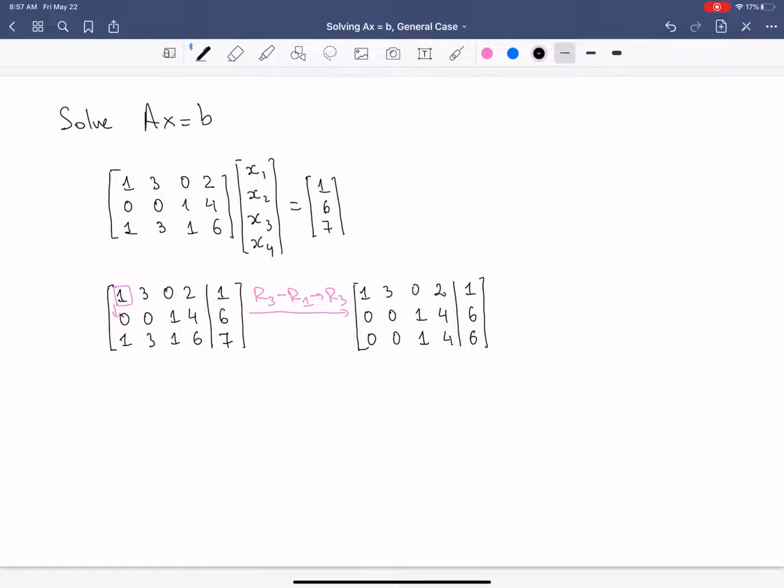And you can see here that the second and third rows are equal, which is important because if that were not the case, we would not be able to solve the system. So now the next step is to reduce under this 1, which is the second pivot. The operation in question is R3 minus R2 into R3. And what we get is 1, 3, 0, 2, 1, then 0, 0, 1, 4, and a 6, and then a row of zeros.